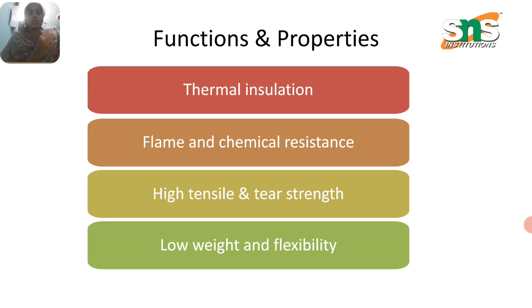First one is thermal insulation. Thermal insulation means it has to insulate the heat or fire from the wearer. Flame and chemical resistance, which is to stop the flame and chemical issues if it is applied on that fabric. Next one is high tensile and tear resistant. Tensile in name, it has to withstand the whole pressure, whether it is a pulling force or a strong force applied on that. Tear resistant, tear strength in name, it has to withstand a tearing force. And low weight and flexibility, it should be a low weight and it should be a flexible one.